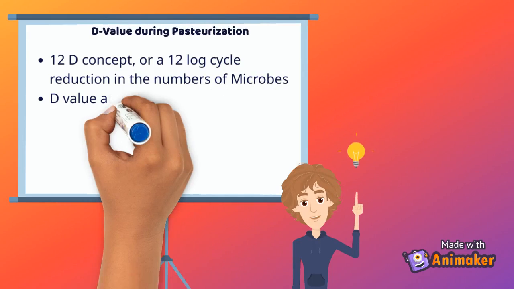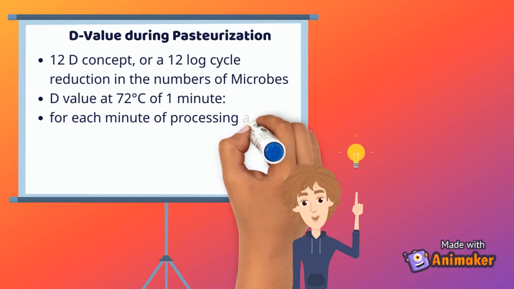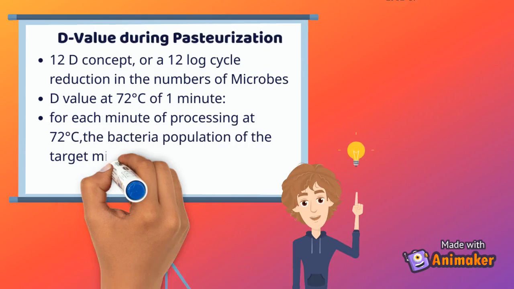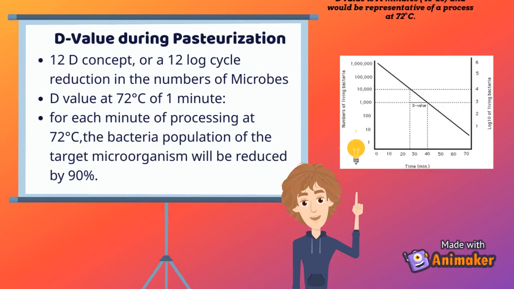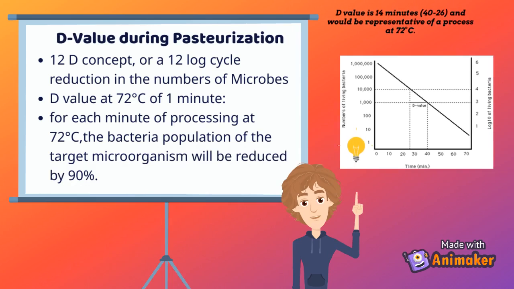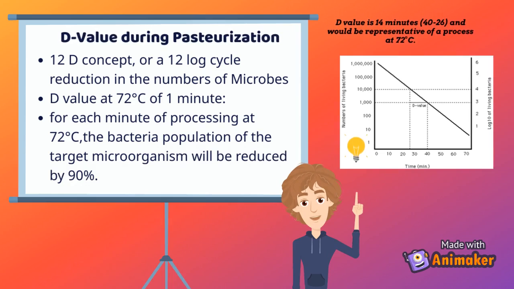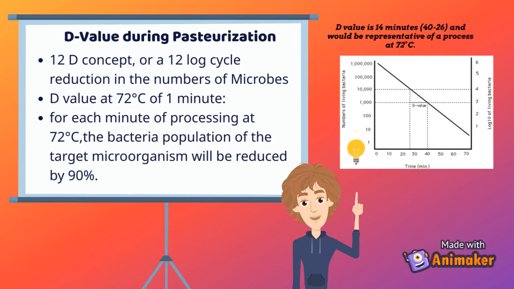So let's see about D value in pasteurization. So the heat process is usually based on 12D concept or 12 log cycle reduction in the number of these organisms. For example, a D value at 72 degrees Celsius of 1 minute means that for each minute, bacteria population of the target microorganism will be reduced by 90%.